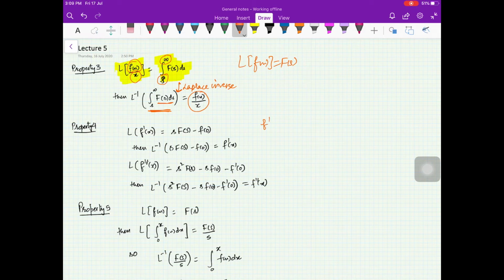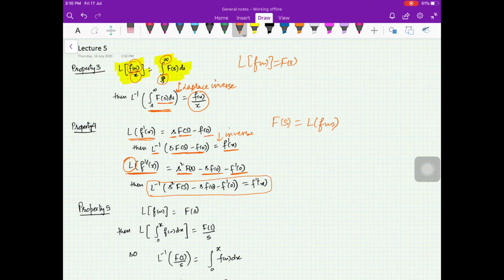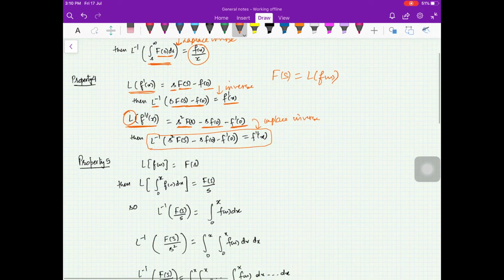For example, you had this property that the Laplace transform of f'(x) was s F(s) minus f(0), where F(s) is the Laplace transform of f(x). Now you take the inverse. If you take the Laplace inverse, you will see that the Laplace inverse of s F(s) minus f(0) will be f'(x). Similarly, you know that the Laplace transform of f''(x) is s squared F(s) minus s f(0) minus f'(0). So the Laplace inverse will be this, and if you take the Laplace inverse here, you will get the last result.